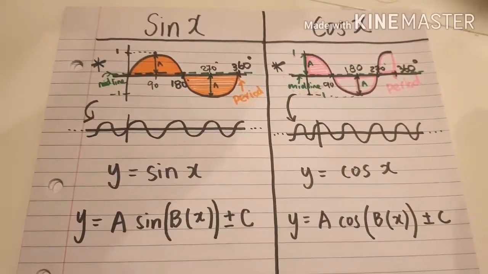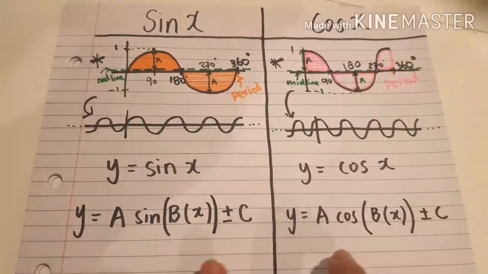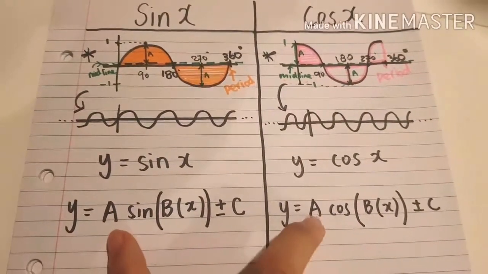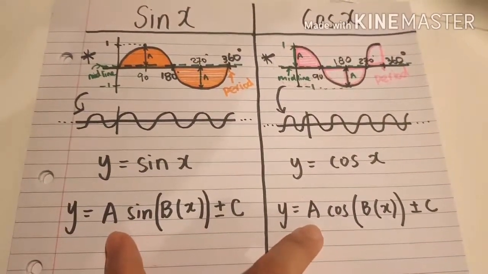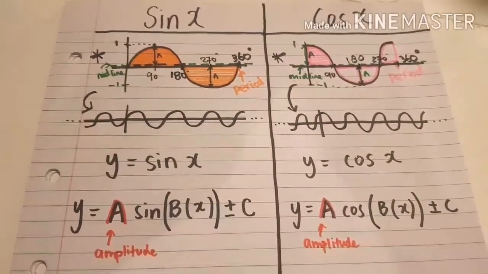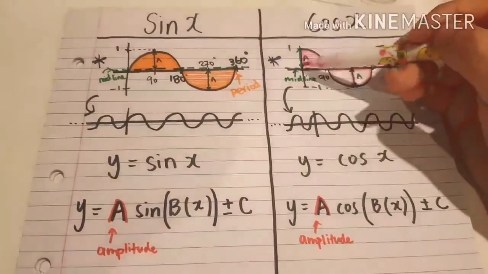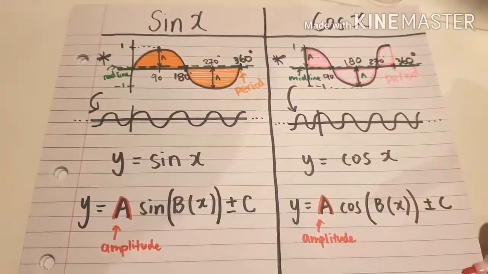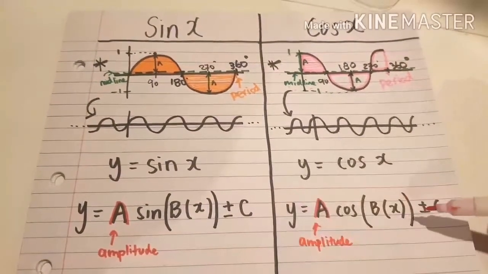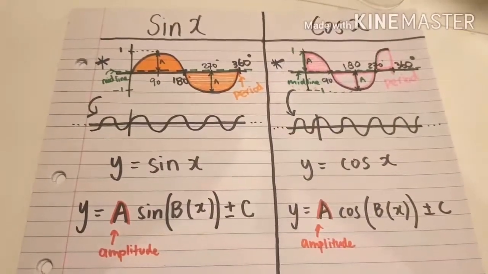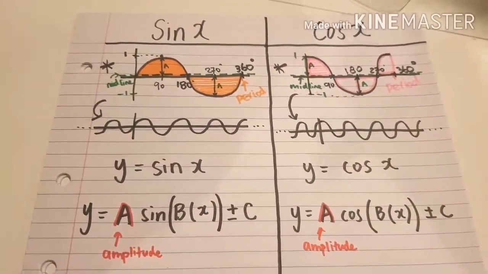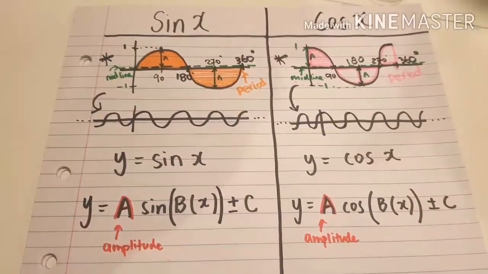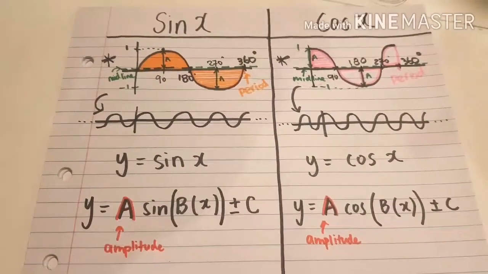Okay, so this is the translated version of the sine and the cosine. A represents the amplitude. So if the distance is 3, then that value will be 3. Plus C on each side. Again, this is vertical translation. It's representing the midline for the sine and cosine curve.